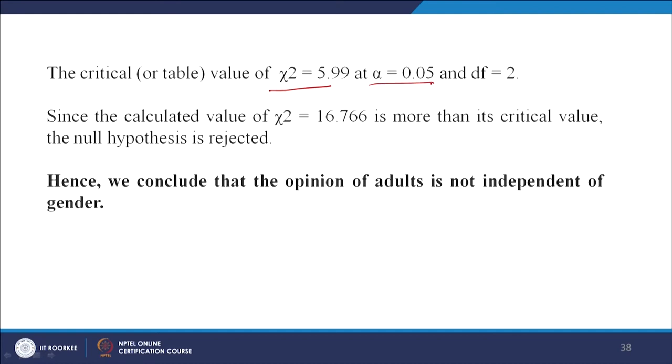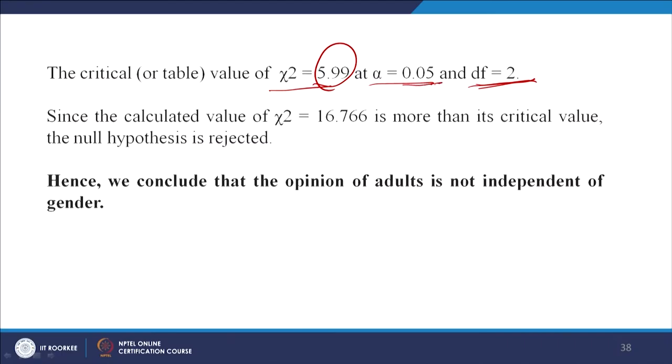So the critical value for chi square, when the alpha level is 5% or 0.05, is the table value for the chi square distribution at a degree of freedom 2, which is equal to 5.99. That you can check from any chi square distribution table, taking the degree of freedom as 2 and level of significance as 5%, you will find it is 5.99.